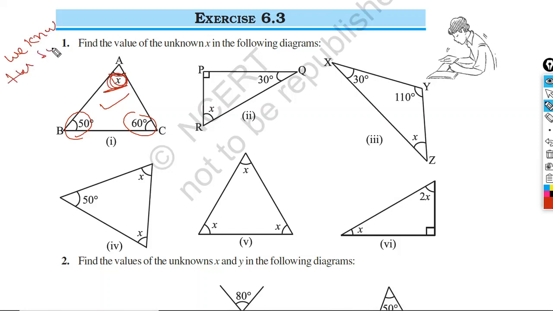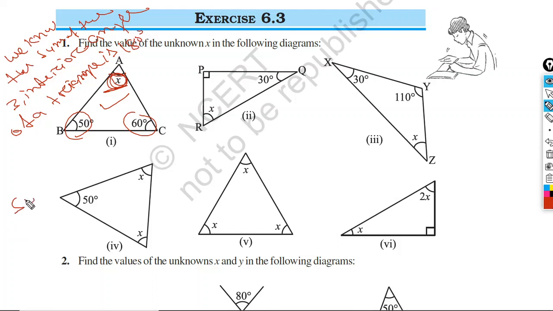that the sum of the three interior angles of a triangle is 180 degree. So you can write 50 plus 60 plus x equal to 180. So 50 degree plus 60 degree plus x equal to 180 implies 50 plus 60 equal to 110.